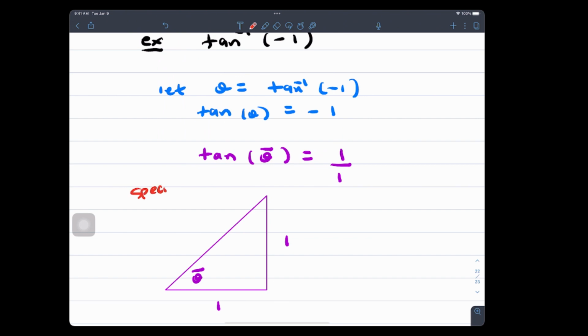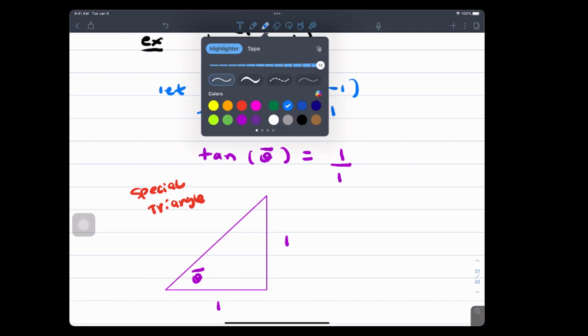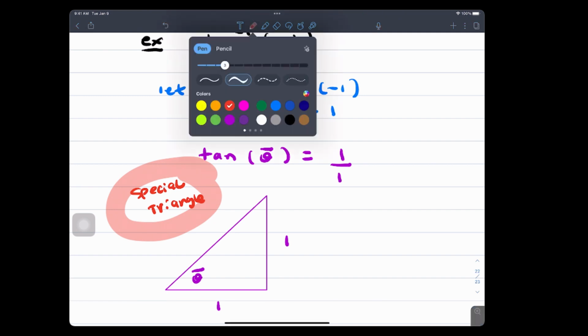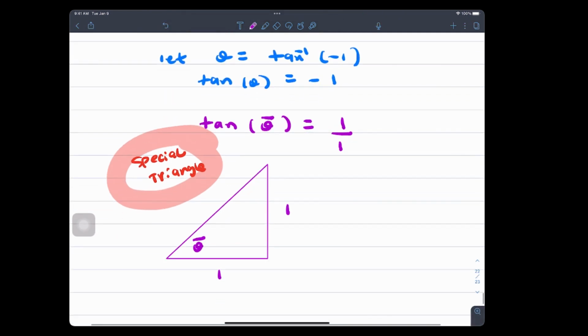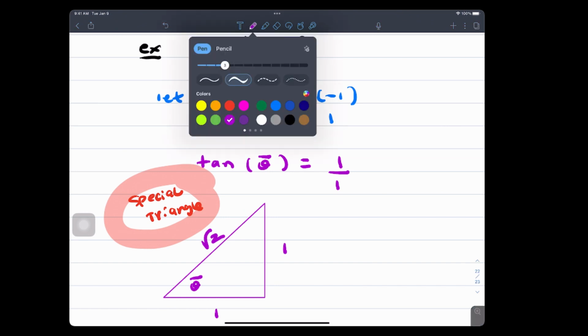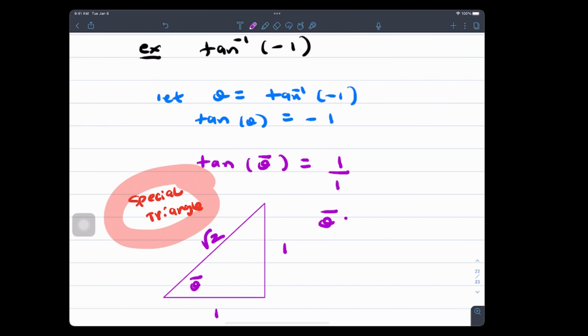What do you guys think? What special triangle is this? Do you guys know? You only have to know 2. If we have opposite is 1, adjacent is 1, isn't this the square root of 2 by Pythagorean theorem? So what special triangle is that? There's only 2. You got to know. So that angle is 45 degrees. You guys want to know this.